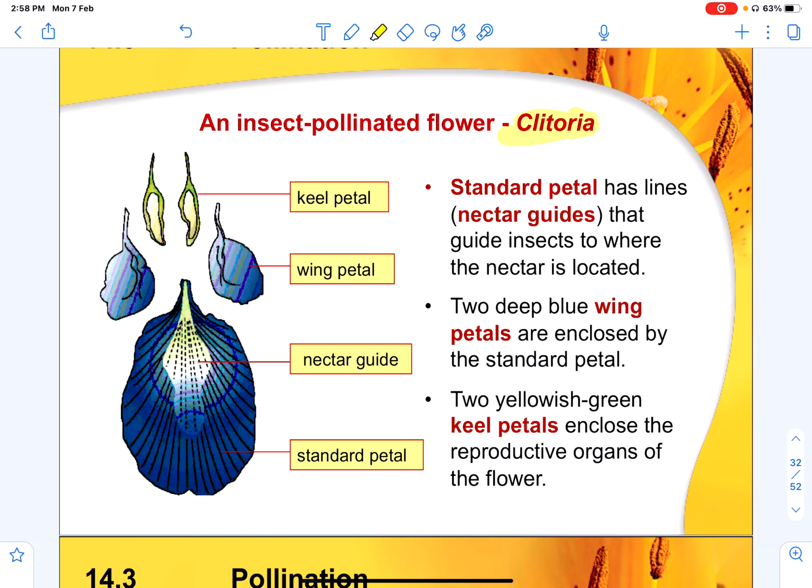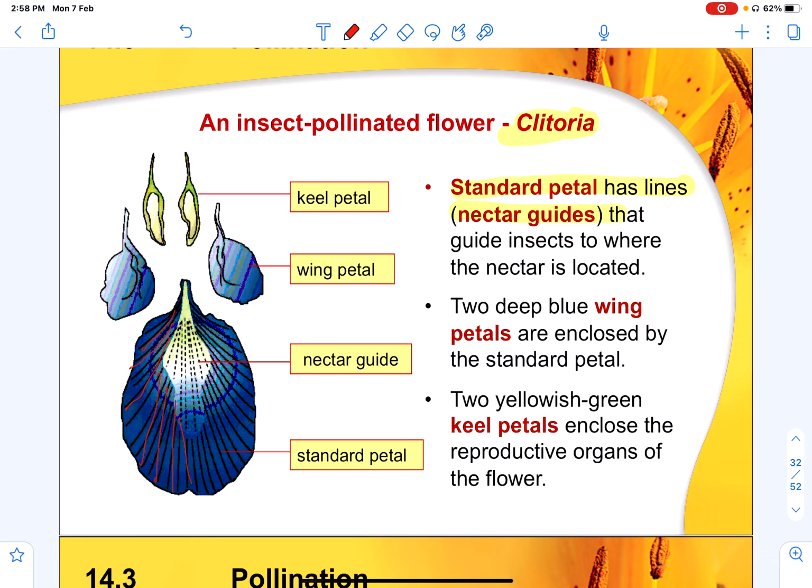But this is something that you can give, whereby the standard petals will contain nectar guides. Nectar guides are what we can see through the diagram, the guiding lines. And these guiding lines are what we call nectar guides, which help to guide the insect into the flower towards the stigma, for them to be able to deposit the pollen grains.